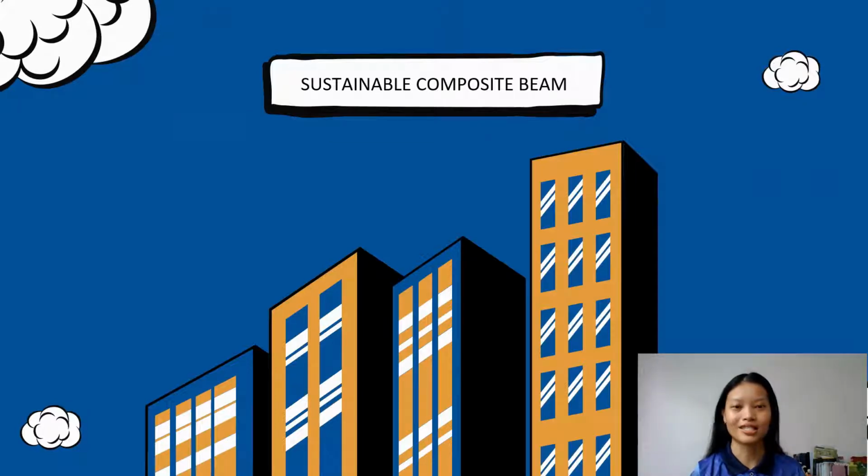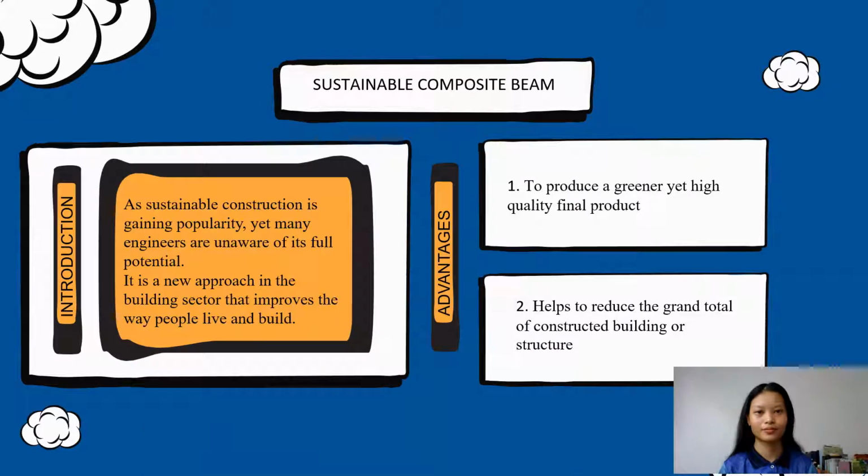Last but not least, the topic of sustainable composite beam. There are plenty of advantages of sustainable composite beam. First, to produce a greener yet high quality final product, and next, to help reduce the grand total of construction of the building or structure.